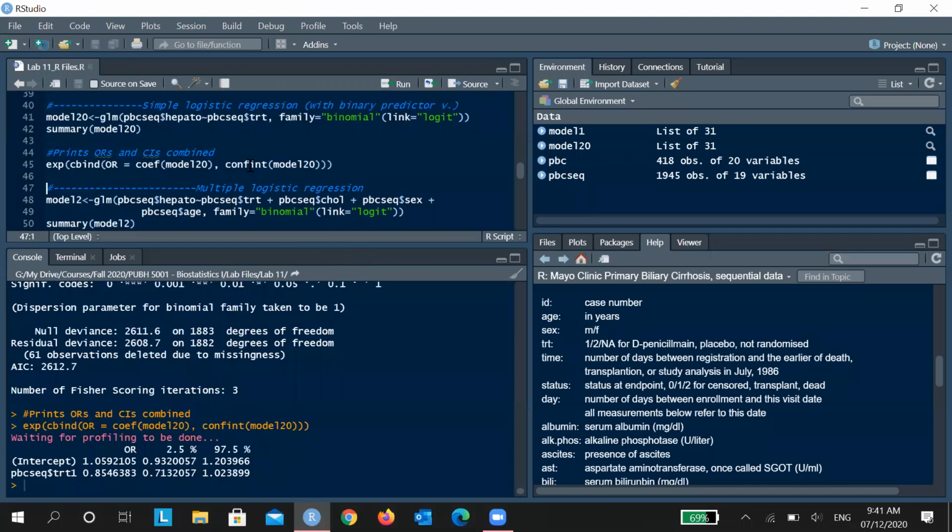Now, how do we get the odds ratio and confidence interval combined? It's the same thing. We talked about that. So this is the odds ratio and confidence interval. As you can see, it crosses one, so it is not statistically significant. So that means that here, the better interpretation is as follows.